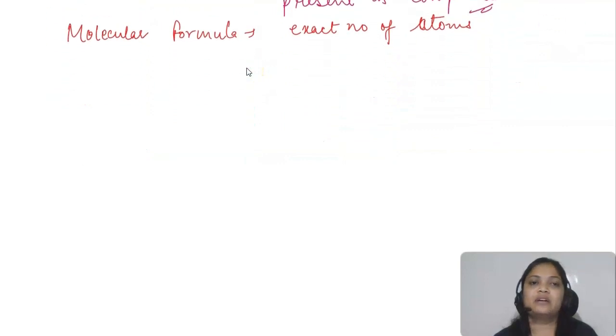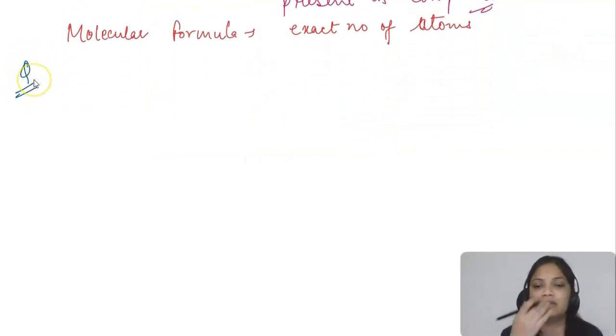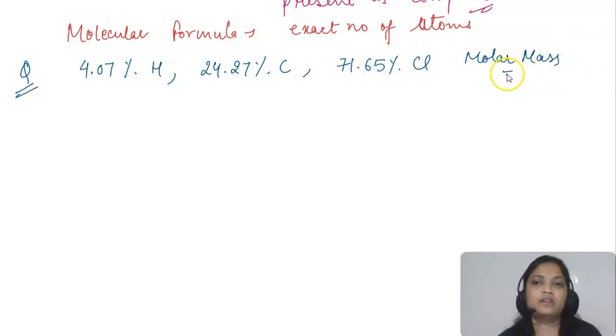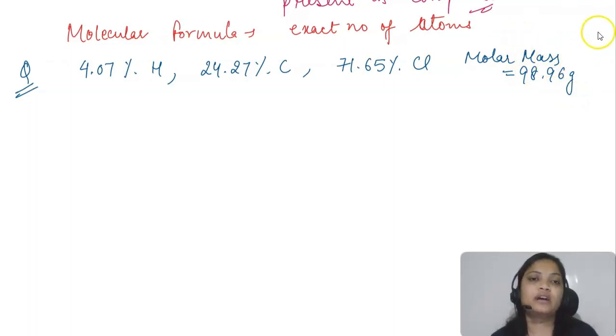Let's say I am having a question. This I have taken from your NCERT only. In a particular compound, I have 4.07% of hydrogen, 24.27% of carbon and 71.65% of chlorine. Moreover, it is given that the molar mass of this compound is 98.96 gram. I need to find out the empirical formula as well as the molecular formula of this compound.